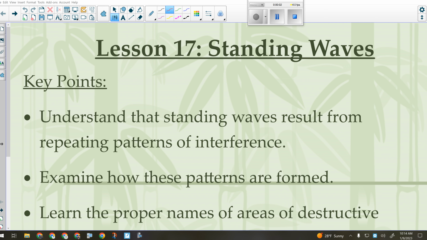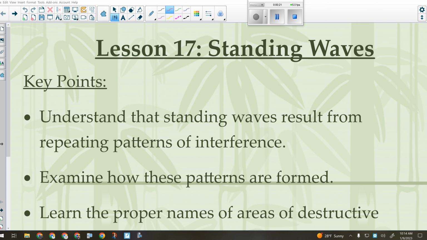So before Christmas, we talked about interference patterns. We talked about linear superposition, constructive interference and destructive interference. We talked about wave behavior at a boundary. So when a wave hits a fixed end, that's like an infinitely dense medium, and it will reflect back.